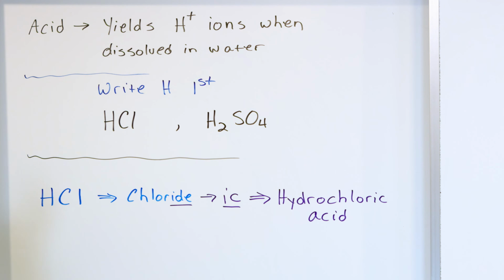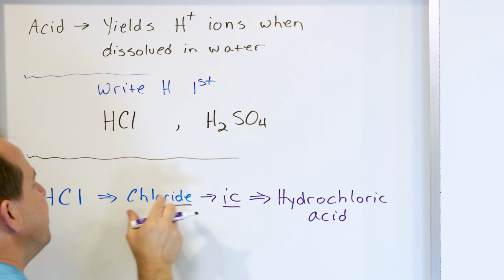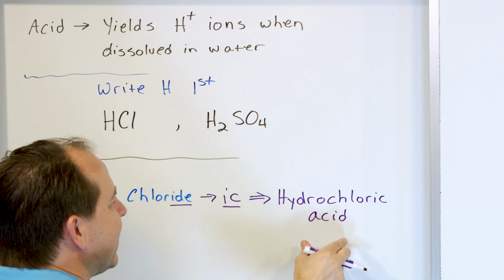All right. So when you have hydrogen with a simple negative ion, an anion, like a chlorine or a bromine or a fluorine or something like this that has an IDE ion, you just change the IDE into an IC. So notice that chloride becomes chloric. So hydrochloric: you put the word hydro in front, chloric, and then acid.